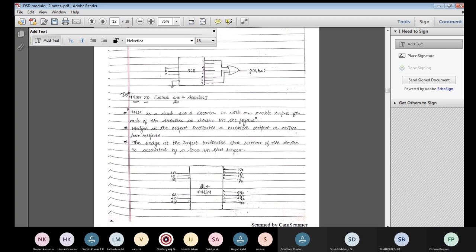So, dual 2:4 decoder. Wedges at the output indicate a bubbled output, or active low output. So these are called wedges. Wedges at the output mean it's bubbled, and bubbled means it is active low. The wedge at the input indicates that that section of the device is activated by a low on that input. If we give 0 here, this part is activated. If this is given 0, this part is being activated, and the output shall be getting here and here, depending upon the enable.